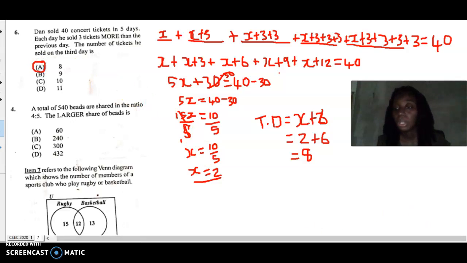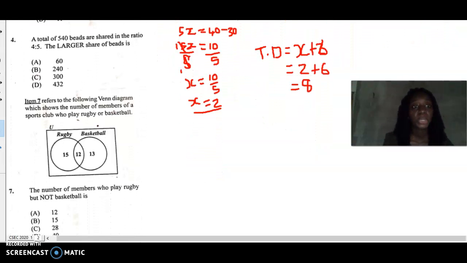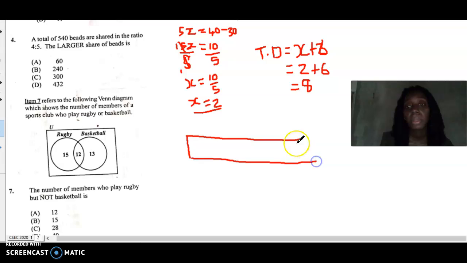All right, so hopefully that was clear. Now let us proceed to look at question 4. A total of 540 beads are shared in the ratio 4 to 5. The larger share of the beads is... All right, so here we have a total of 540 beads. Okay, so I like to use my models. And this model represents the 540 beads.